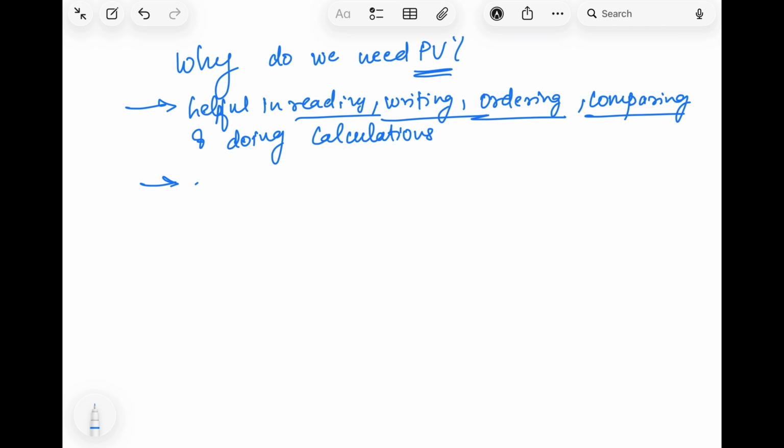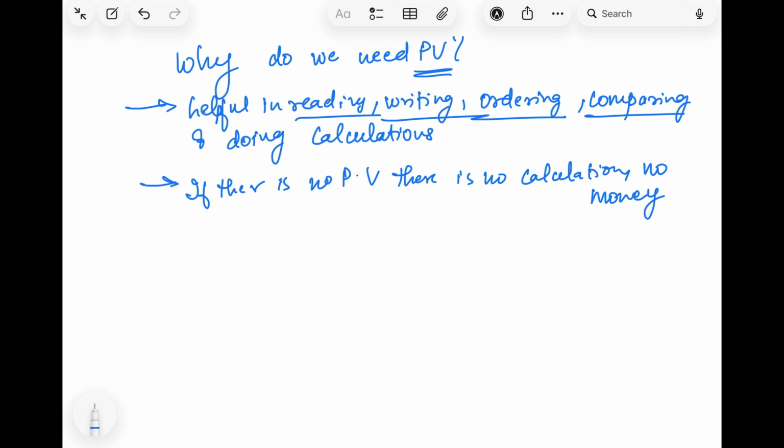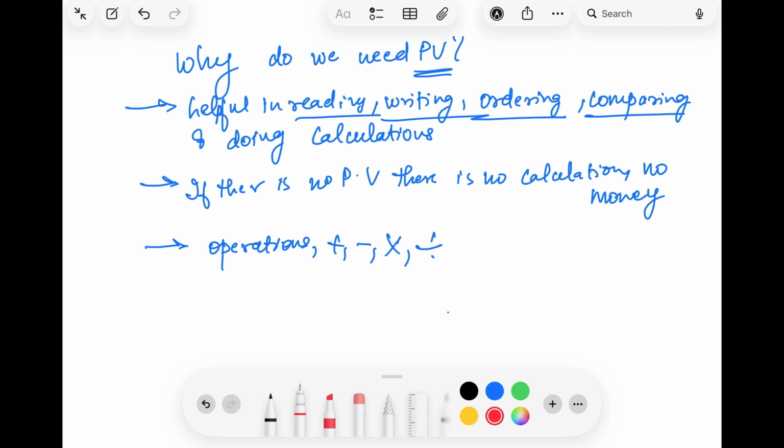The second thing: if there is no place value, there is no calculation. No calculation means no money. That's why we study place value. Also, the third very important thing is that place value helps us to do the mathematical operations like plus, minus, multiply and divide. So, very important three things.